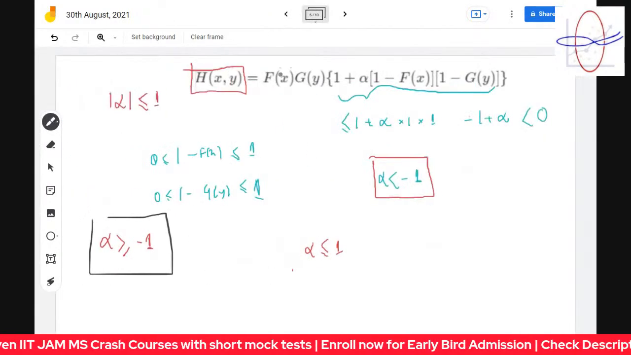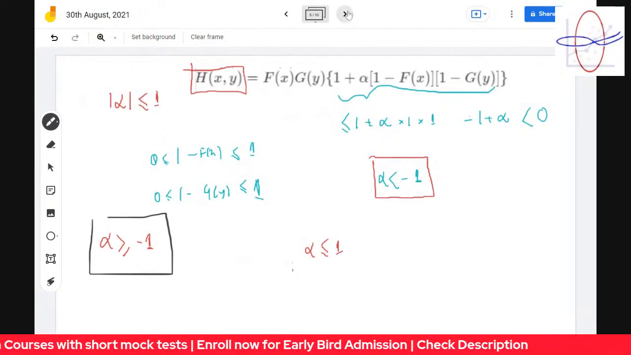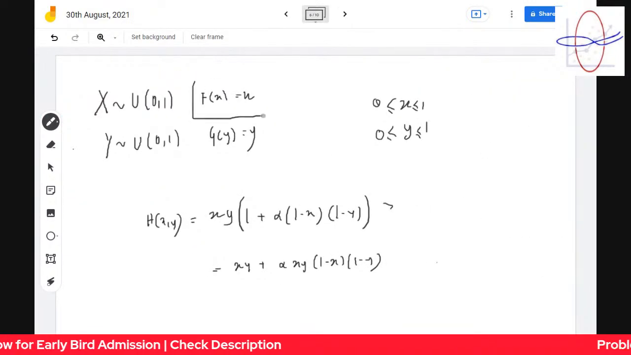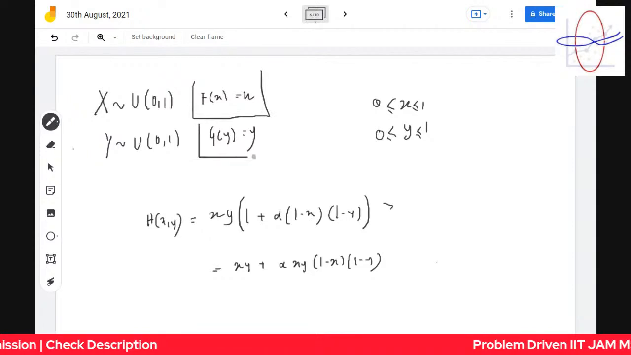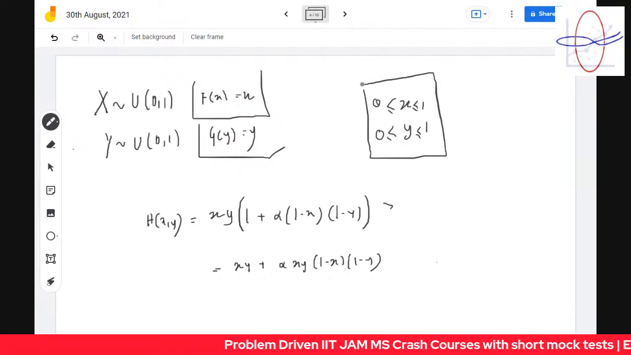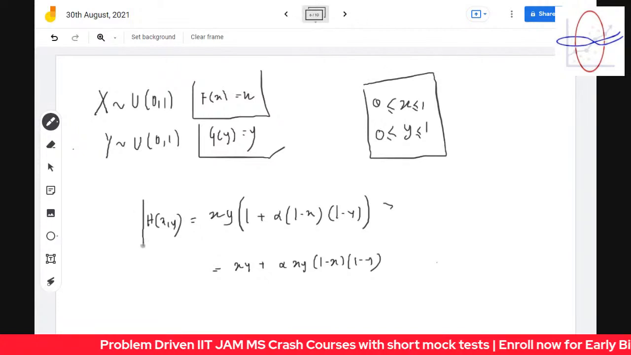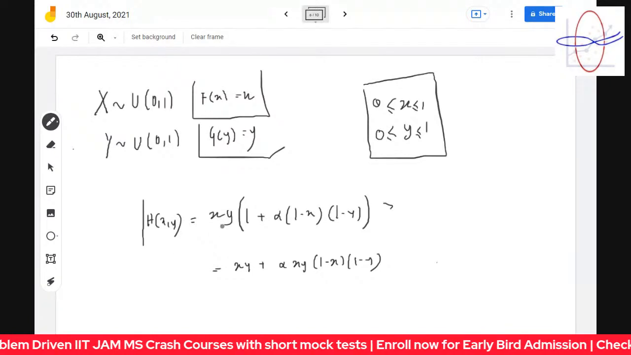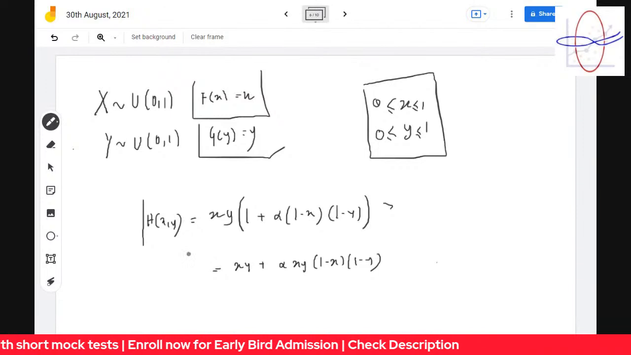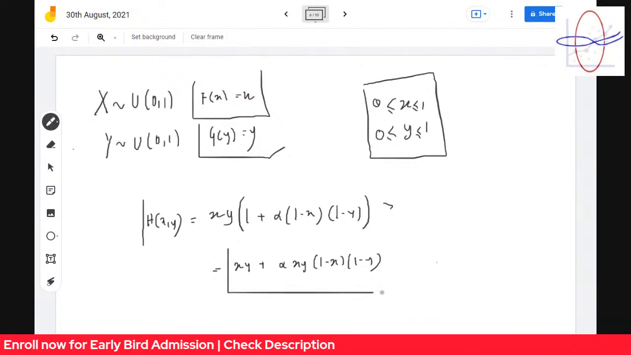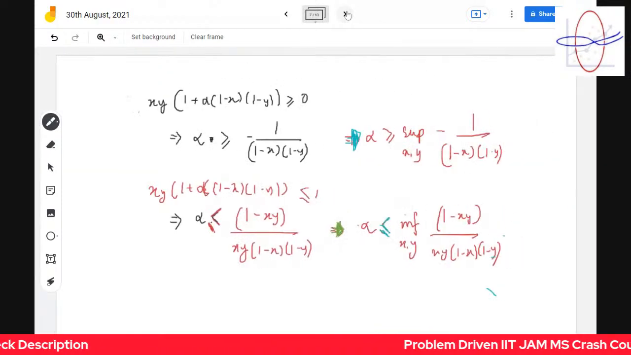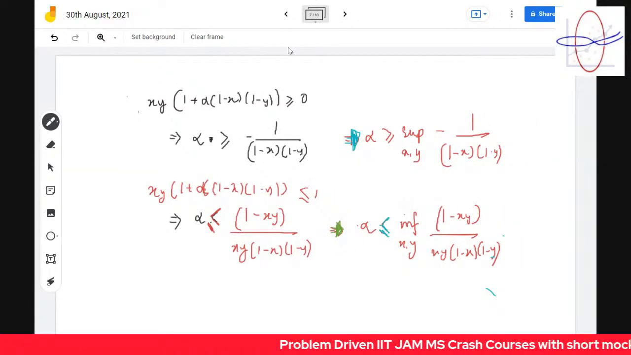The H of x comma y is this, and let's take uniform random variables. X follows uniform, then F of x is equal to x, the CDF, and G of y is equal to y. You will see how beautifully it transforms into the result. We have the new distribution function based on these two uniform distributions, xy into 1 plus alpha into (1 minus x) into (1 minus y), which we distributed to get this one.